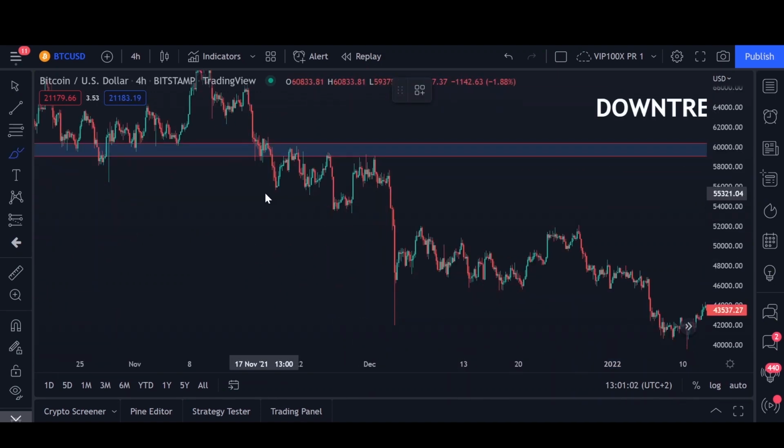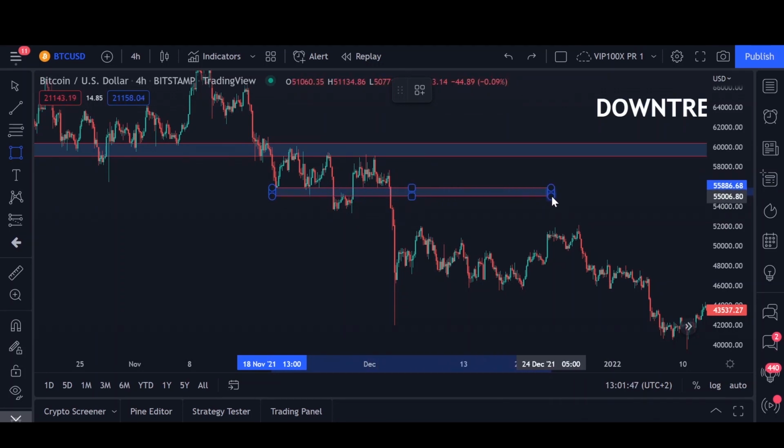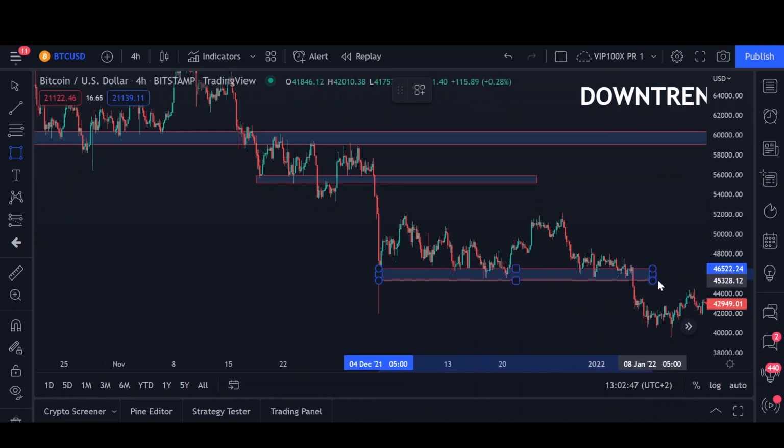Did you like the explanation of how to trade support and resistance in a downtrend? In this video, I will show you a powerful strategy you can apply using the same principles in an uptrend, so you can be prepared for the next bull market.